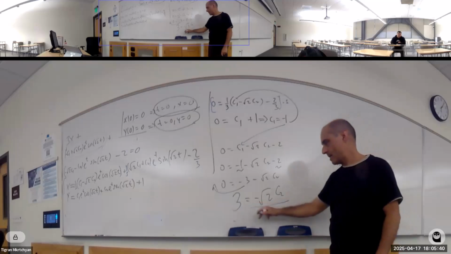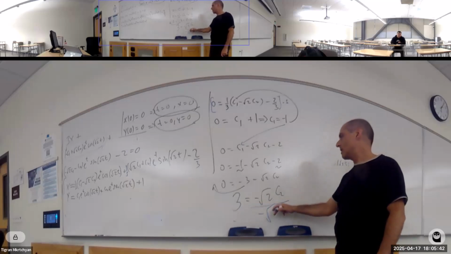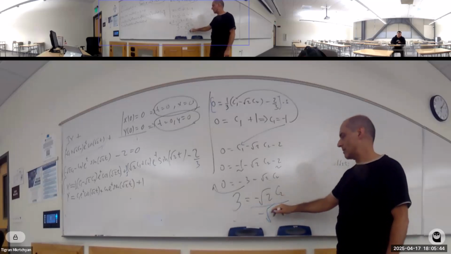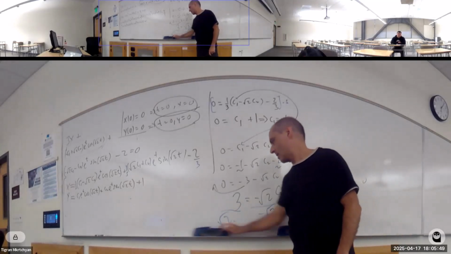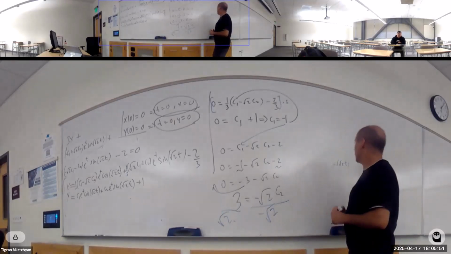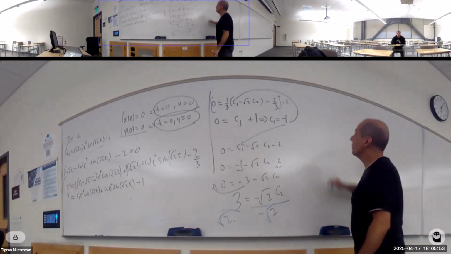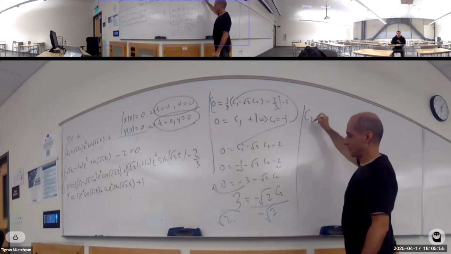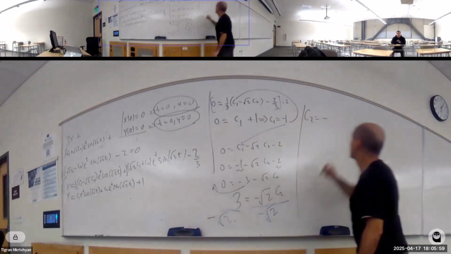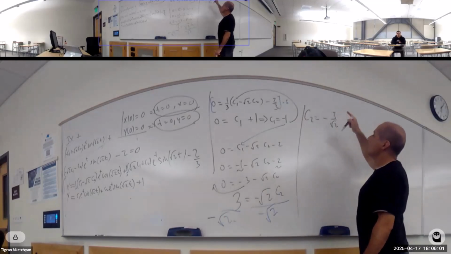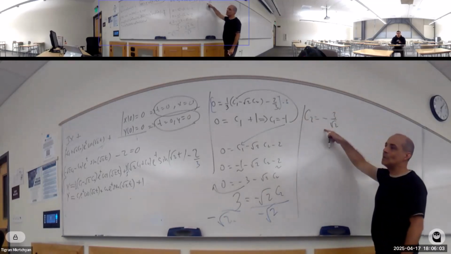Right? So that will give us, this is a run through, right? That will give us the C2. Minus, right? Yeah. So we got C1 and C2.